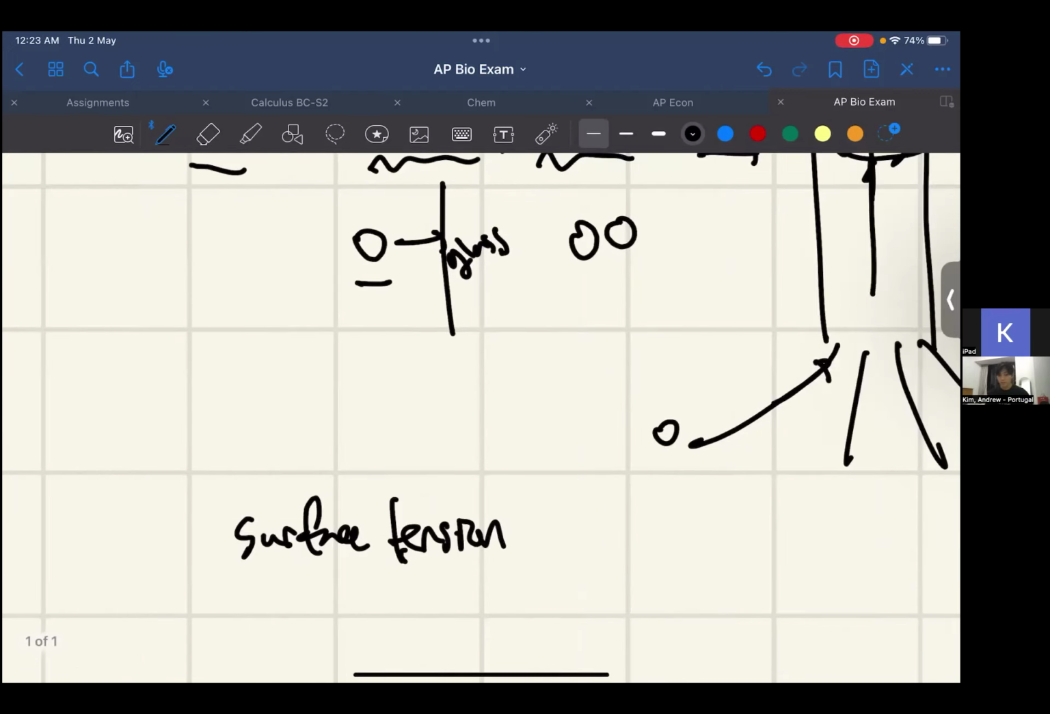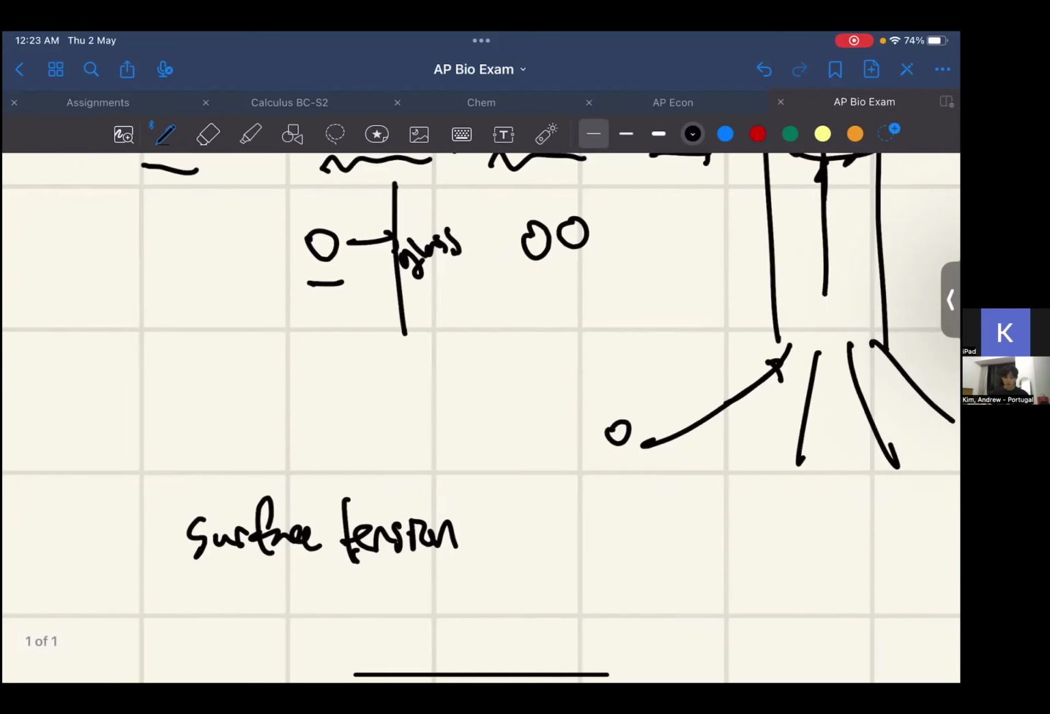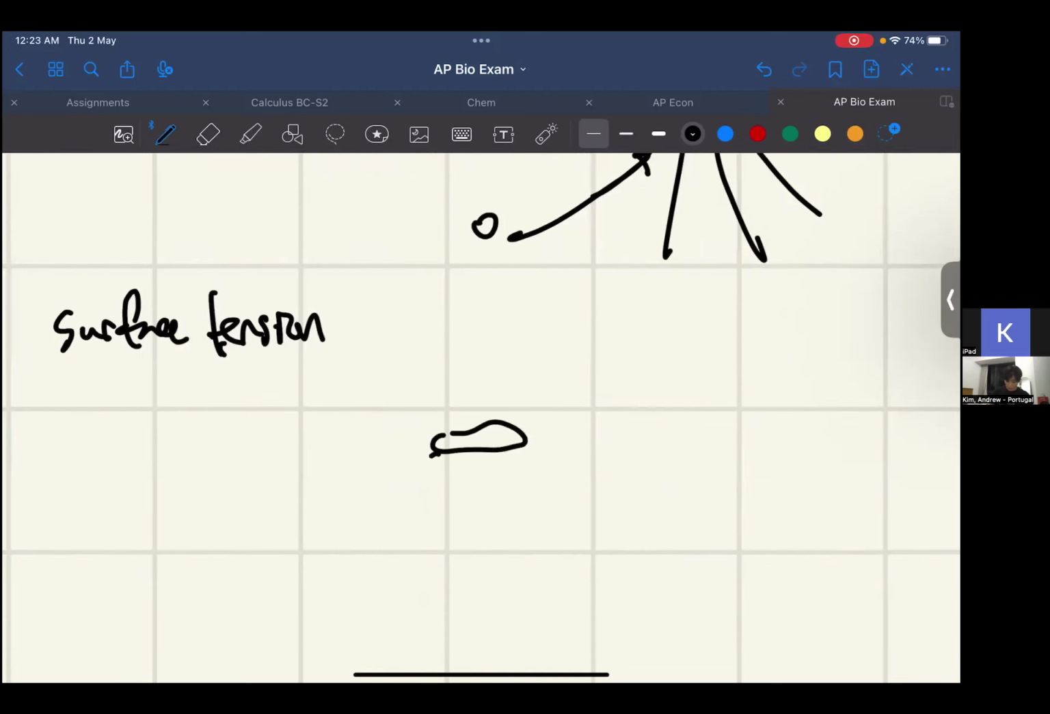Okay, so what is surface tension? Well, basically, think about those lengthy bugs with long legs, you know how they literally just walk on water, right? How is that possible? Well, it's because, as I said, water is sticky. Because water molecules pull each other, it's kind of like a net.